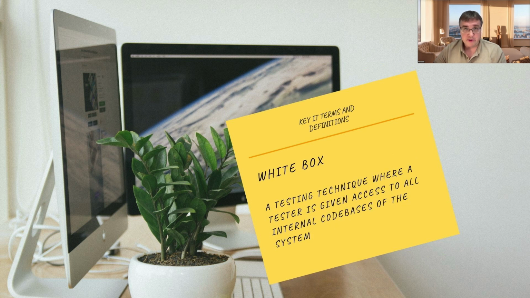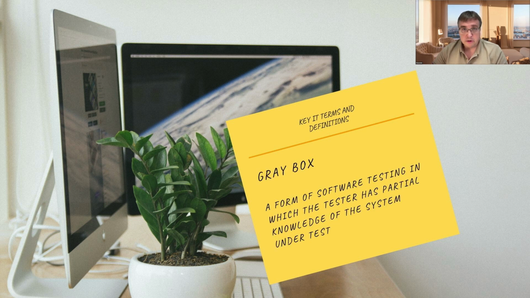As an opposite method, we can use a white box method. A white box method is a testing technique where a tester is given access to the entire internal code base of the system, so your testers know pretty well how the system is built, how it is structured, and what is inside. We can also use a mix of the black box and white box methods, which is called gray box. It is a form of software testing in which the tester has only partial knowledge of the system under test. So this is a kind of combination of white box and black box testing.